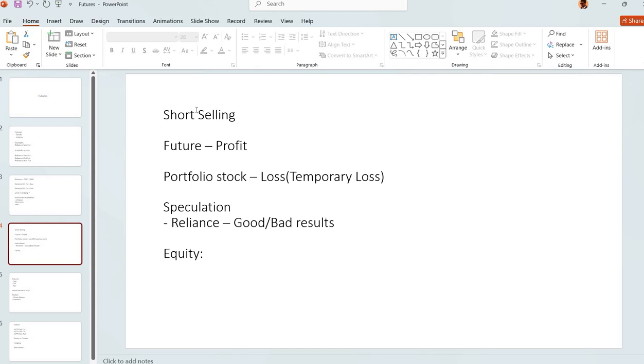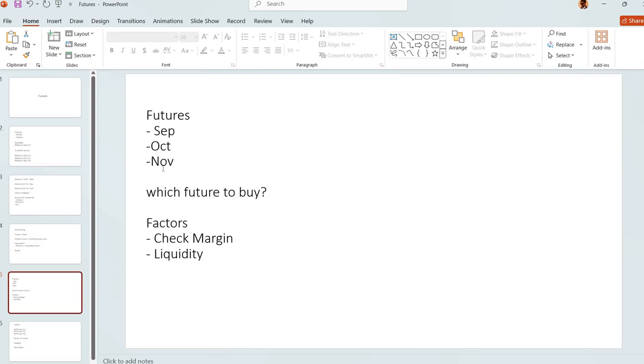So derivatives are introduced for the purpose of hedging only, but we can use them for speculation as well. Speculation means buying the futures without having any portfolio stocks. For example, Reliance has posted bad results, there is a profit decrease, crude oil prices are increasing, something like that. If I want to take advantage of this but I don't have any Reliance shares in my portfolio, I can still sell futures for speculation without holding Reliance shares.